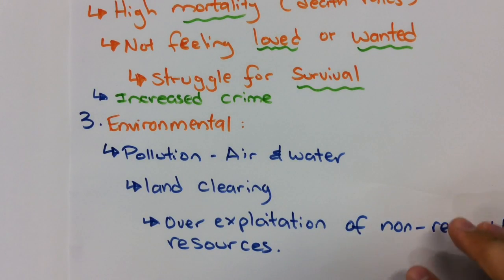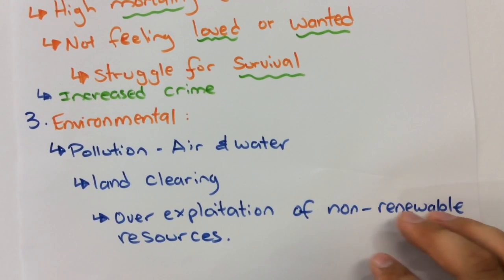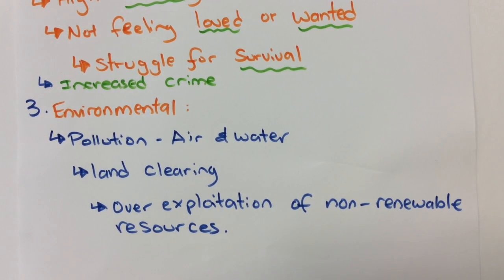And the last issue was environmental problems caused by the Industrial Revolution. So things like pollution, air and water, land clearing, which caused deforestation and problems to the environments around these big cities, and the overexploitation of non-renewable resources. So things like harvesting or over mining things like coal.